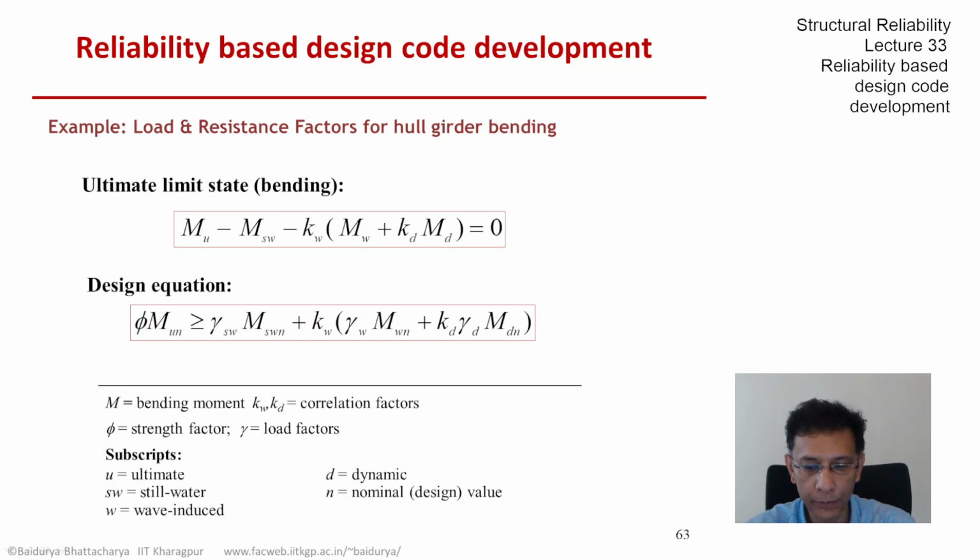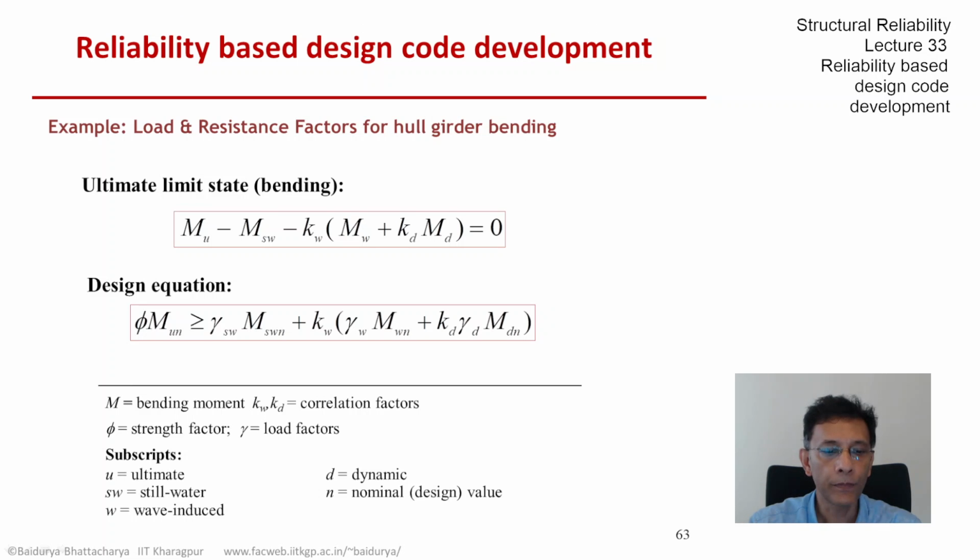Just to put everything together, the subscripts are U for ultimate, SW for still water, W for wave induced, D for dynamic, and all the nominals have, as we have been using, N for the subscript. The phi is the strength factor, gamma are the load factors with the appropriate subscripts, and there are two load correlation or load coincidence factors, KW and KD, that it has been decided based on the experience of analysts and designers that they should be there.